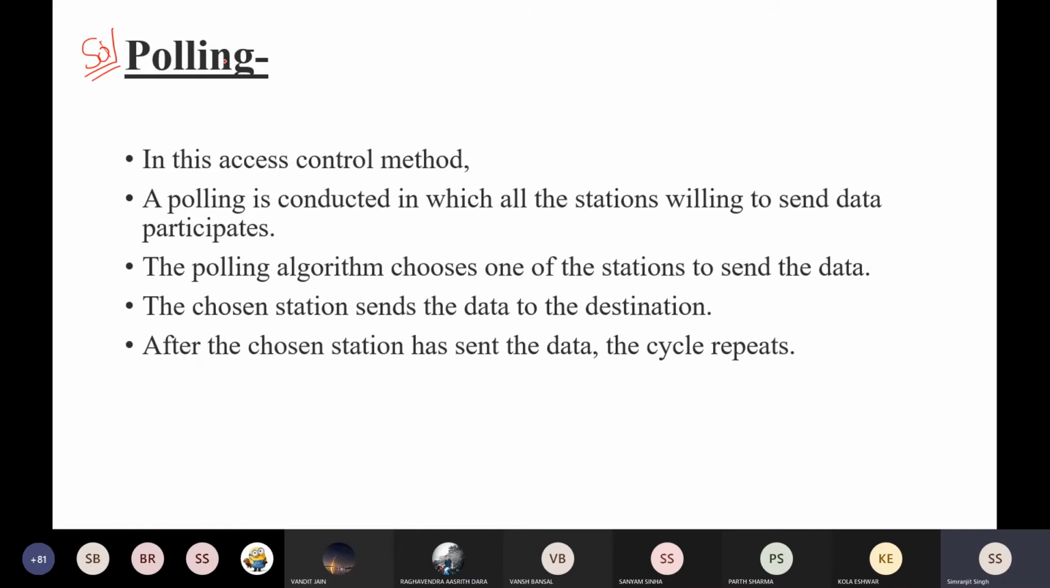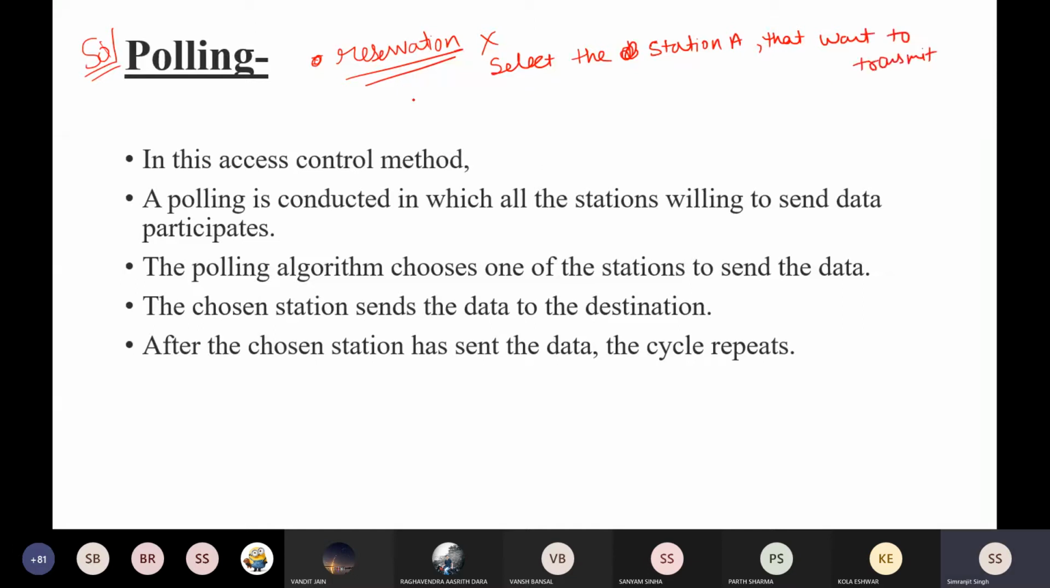Polling, again, everything is in the name. Now the reservation system is finished here. No slot will be reserved for any station. Instead, the algorithm selects the station which wants to transmit data. Suppose it selects station A that wants to transmit the data. You can directly select it, and that is the advantage of this.